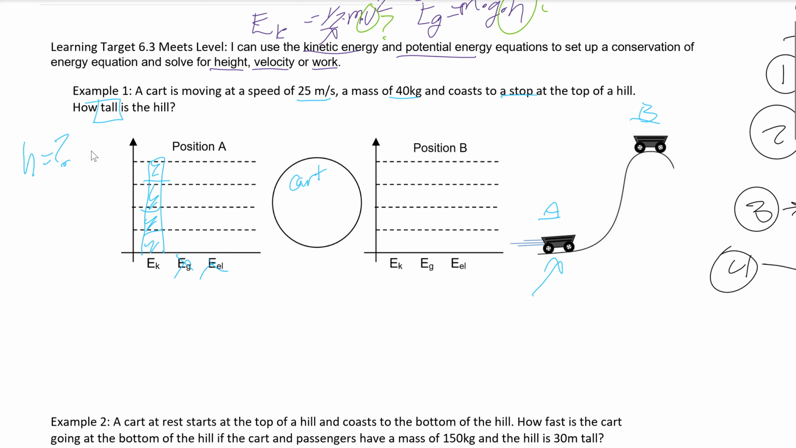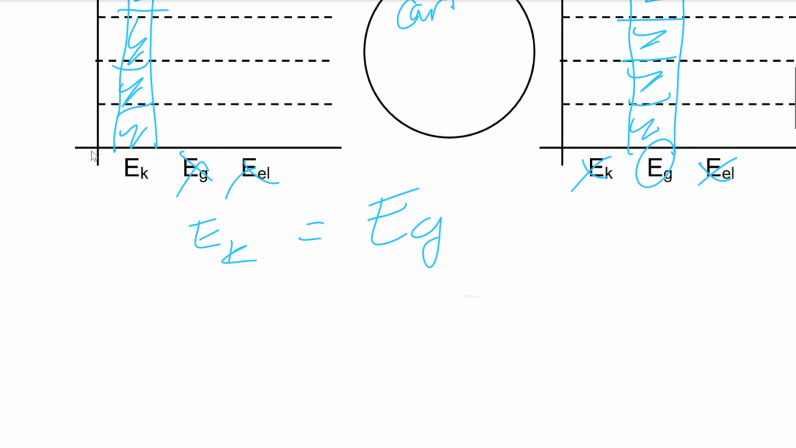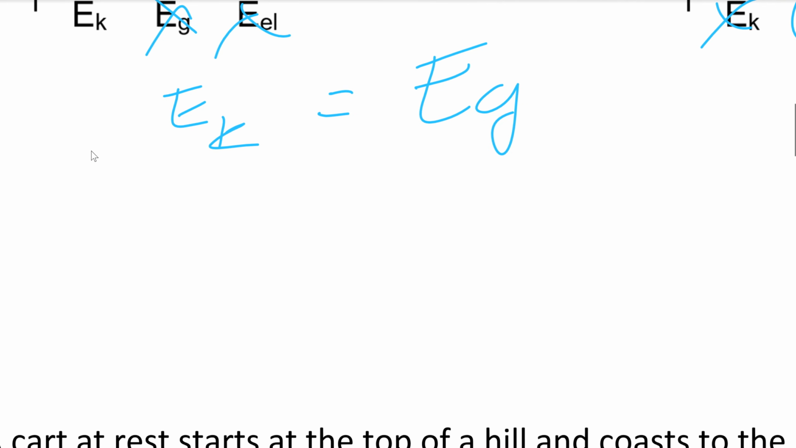So we can have maybe 4 bars of energy at the beginning, and then close to the stop at the top of a hill up here. And so we're for sure going to have gravitational energy, and if it stops, no kinetic, and then there's no elastic. Now, it doesn't say anything about friction, so we're just going to assume that there's no friction. And that's okay, because it doesn't explicitly tell us we have to worry about that. So the qualitative equation that we get is EK equals EG.